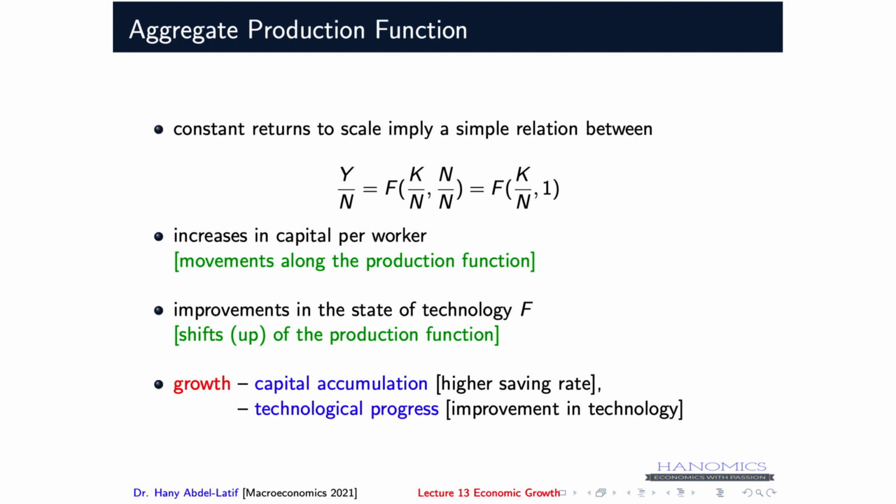So now, rather than looking at the output level, we will look at the output per worker. As we said before, this is the measure we will look at. When we look at output per worker, we just divide this production function on both sides by N, the number of labor. So that means Y over N equals F, a function that depends on the state of technology, which we'll take as given now. So we're not going to assume that there's any change in technology.